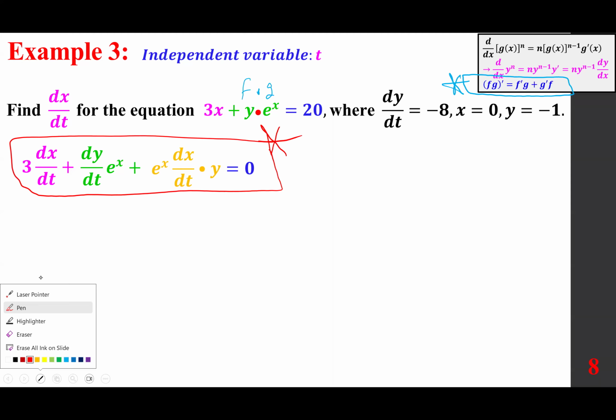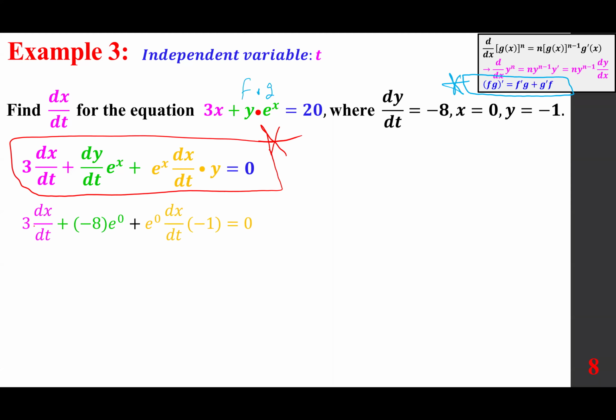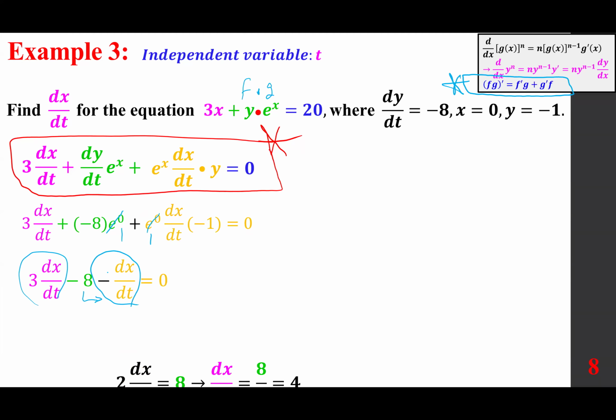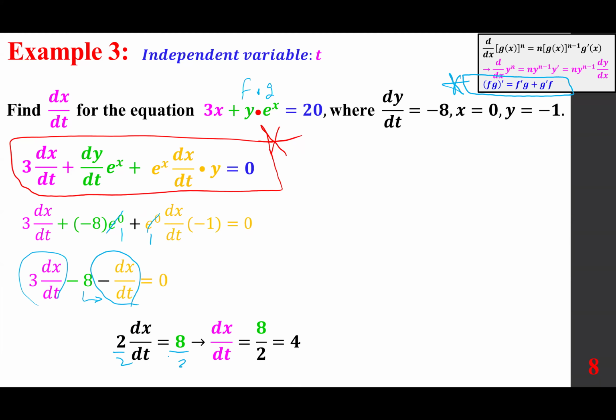Let's plug in. So 3 times dx/dt minus 8 e to the power of 0 plus e to the power of 0 dx/dt times negative 1 times 0 equals 0, and I'm going to say, okay, this is 1, so is this one. 3 dx/dt and negative dx/dt add up to 2 dx/dt. Minus 8 moves, becomes positive 8. Divide by 2, and therefore dx/dt is 8 halves, or simply 4.